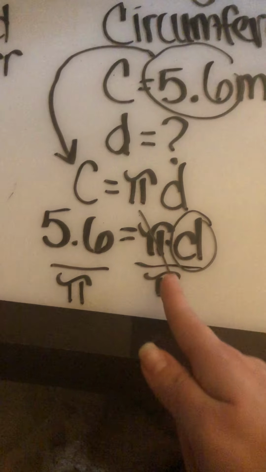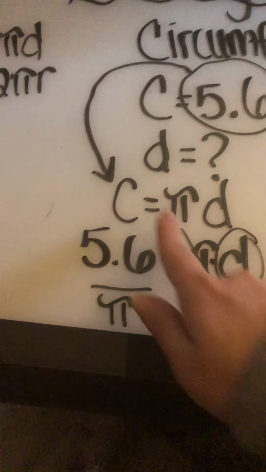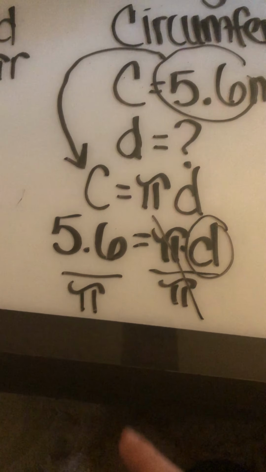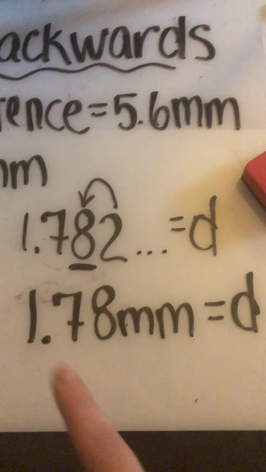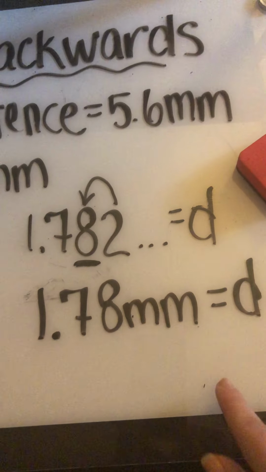We know that there's really a 1 in front of this diameter, but we don't have to write it. We do have to do the quotient here. We have to do 5.6 divided by pi. So you use your calculator for that. We get this irrational number of 1.782 and so on equals our diameter.